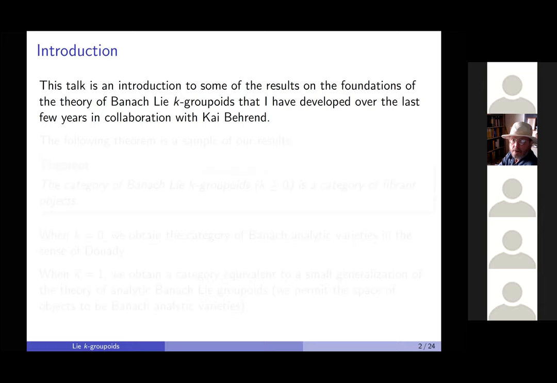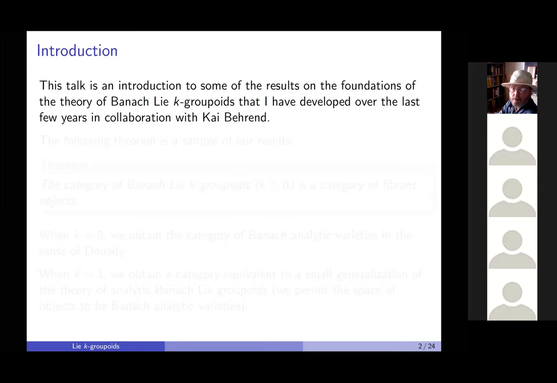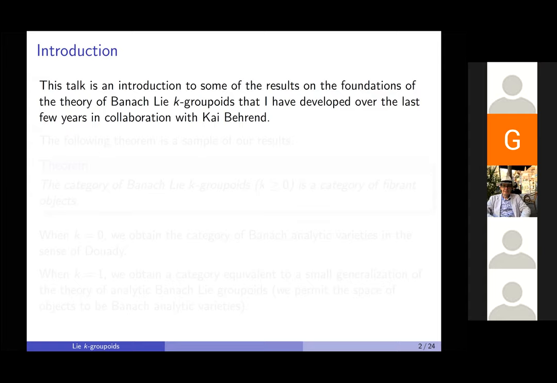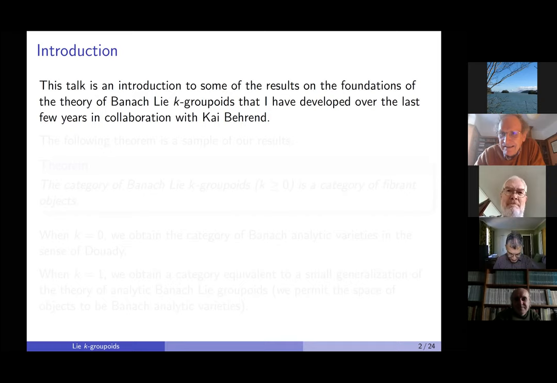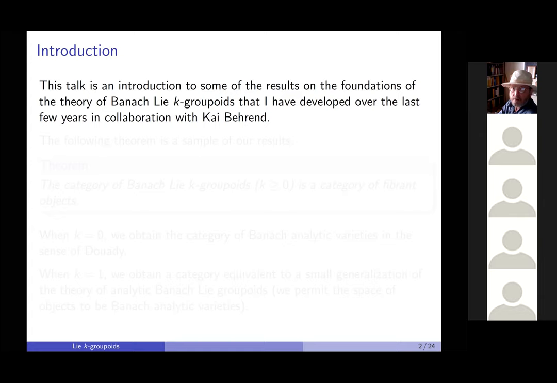So I'm going to be talking about my work with Kai Behrend on Banach Lie, higher Banach Lie groupoids. I've been doing this project over the last several years. Actually, this is a part of a larger project on derived groupoids. So we are very interested in this modern approach to the theory of moduli spaces, where you put in derived geometry, which is a sort of non-linear analog of the idea of projective resolution of modules. I'm not going to touch on that today, but I can give you the message that many of the techniques that I'm introducing here are sufficiently general to carry over to that much more refined setting.